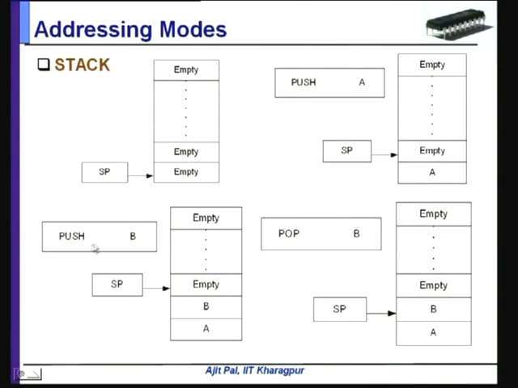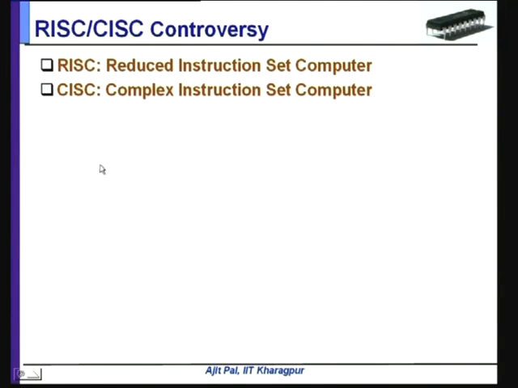With the help of push and pop operations, you can store or load operands in the memory. Whenever you do a pop operation, you can read it from this location, then the pointer will point to the next location. In this way you can do stack manipulation with the help of these two instructions, push and pop.